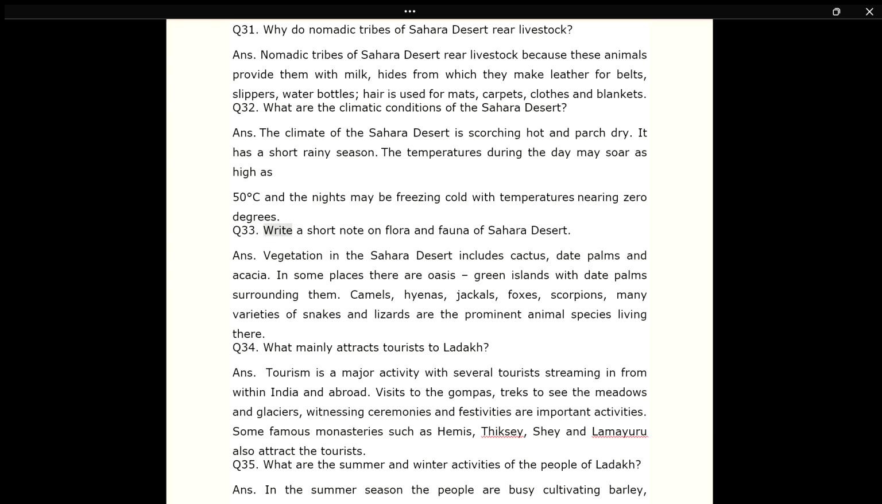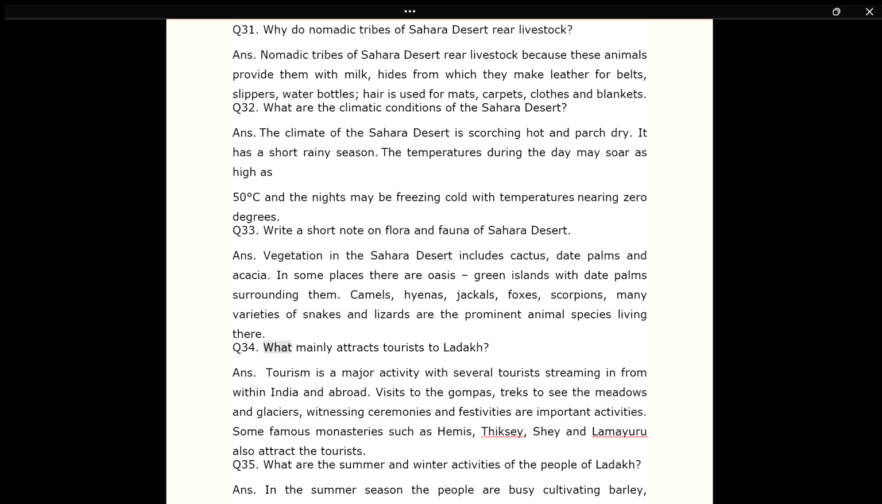Q33. Write a short note on flora and fauna of Sahara Desert. Ans. Vegetation in the Sahara Desert includes cactus, date palms and acacia. In some places there are oasis, green islands with date palms surrounding them. Camels, hyenas, jackals, foxes, scorpions, many varieties of snakes and lizards are the prominent animal species living there.